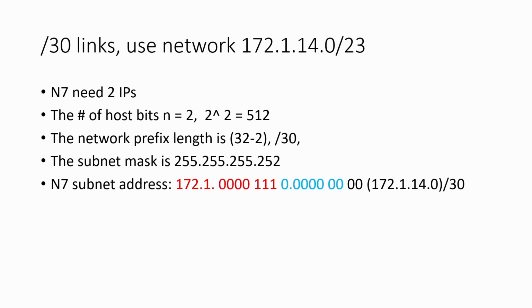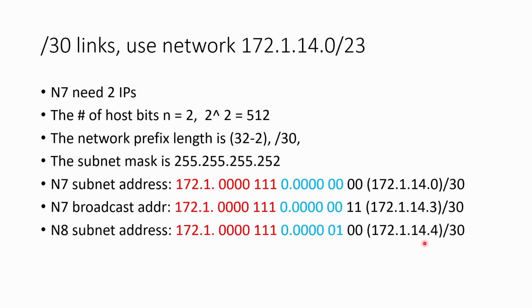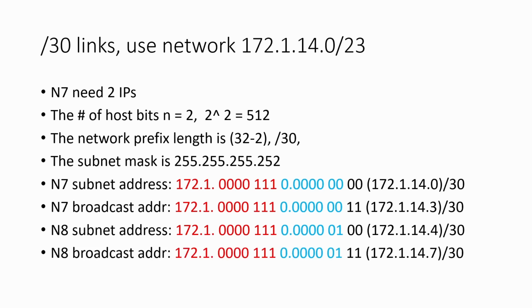Then that's very easy. Just 14.0 all the way to 14.3. That's the broadcast address for this smallest subnet. Then 14.1, 14.2 are usable, 2 usable IP. Then keep going. The next small network would be 14.4. And the broadcast address is 14.7. Usable IP 14.5, 14.6. Those are the smallest subnet created for the links.